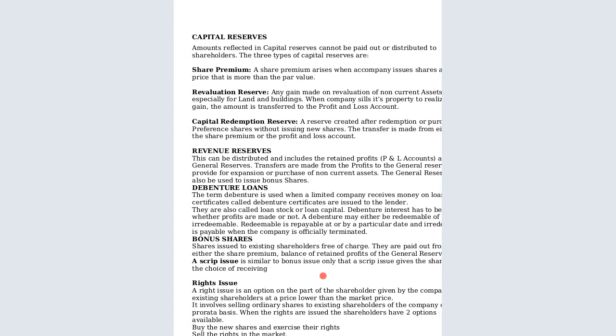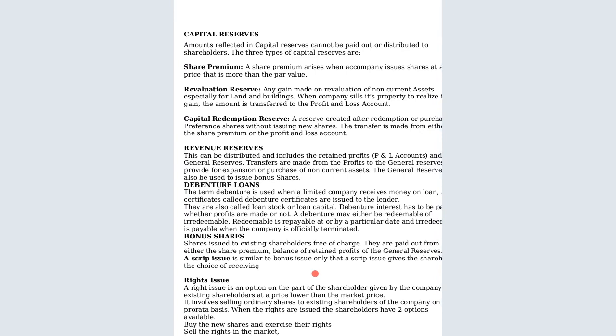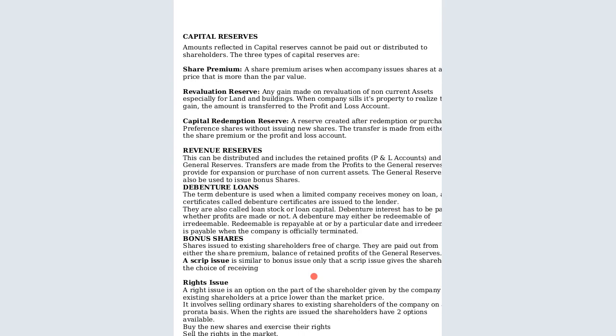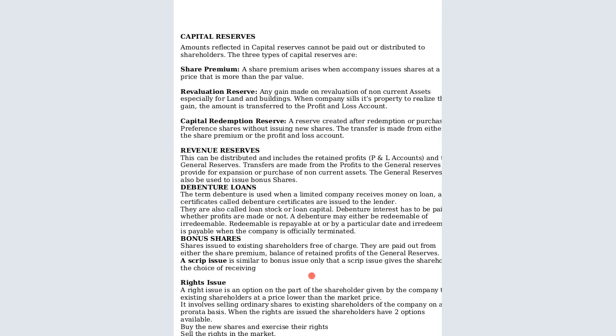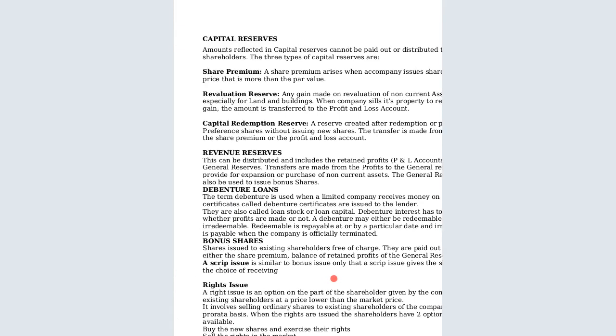And sometimes, although we are not going to discuss this in detail, as this is in finance, we can have different types of debentures. They are redeemable or irredeemable. Redeemable are those that can be bought back. Irredeemable are those that cannot be bought back. That's why we are told redeemable is repayable at or by a particular date, and irredeemable is repayable when the company is officially terminated. Irredeemable, unless the company winds up, it is liquidated. That's when you can return that debenture.